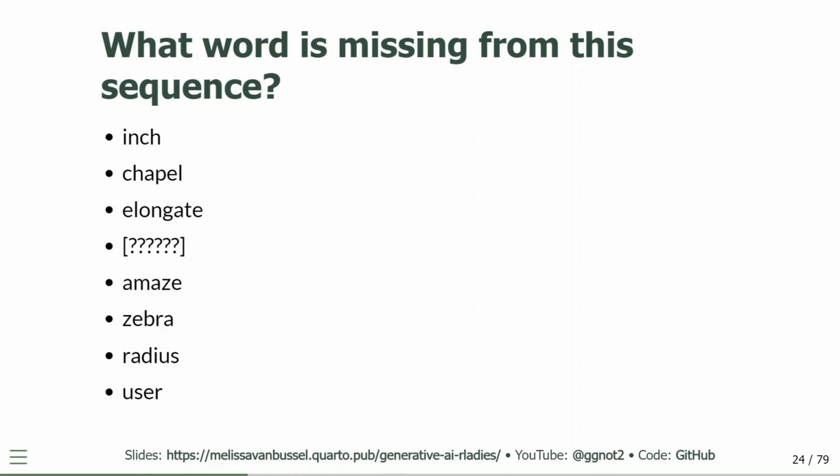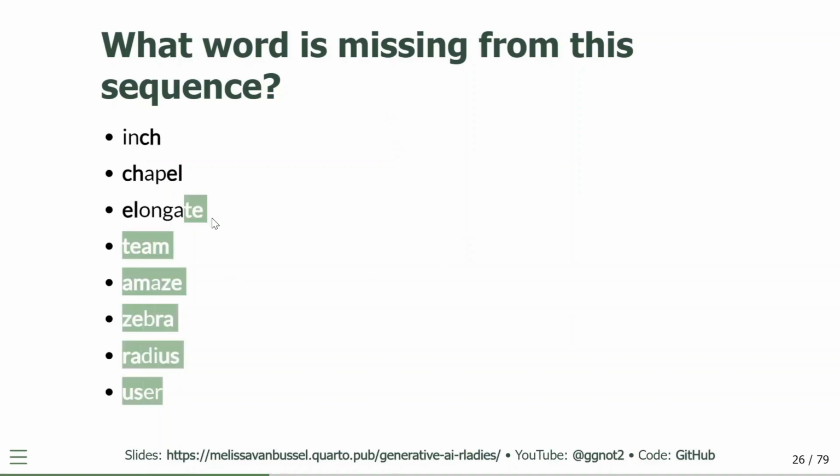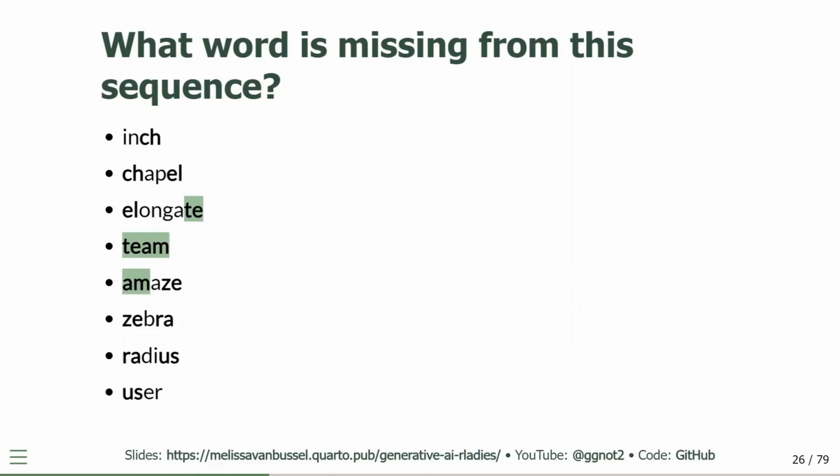I'm sure many of you did figure it out, but if you didn't, the key to solving this is just by looking at the first two and the last two letters of each word. So the last two letters of each word get fed in as the first two letters of the next word. So that tells us that the missing word has to be team because the last two letters of the word elongate are TE, and the first two letters of the word amaze are AM.